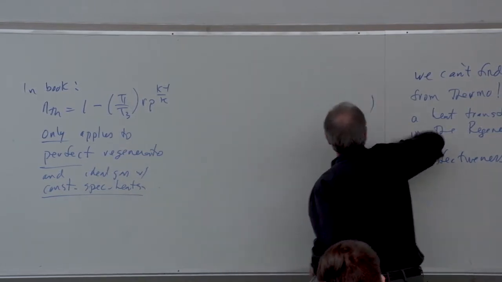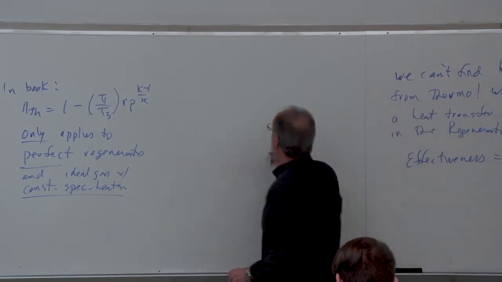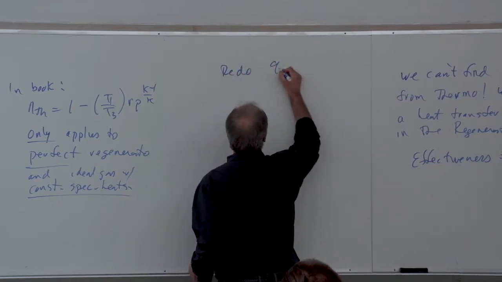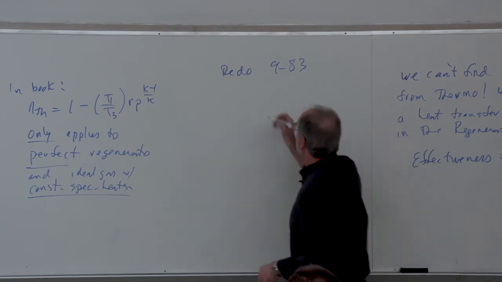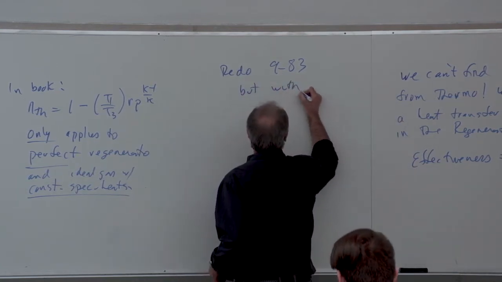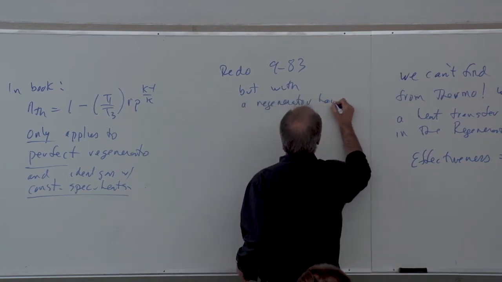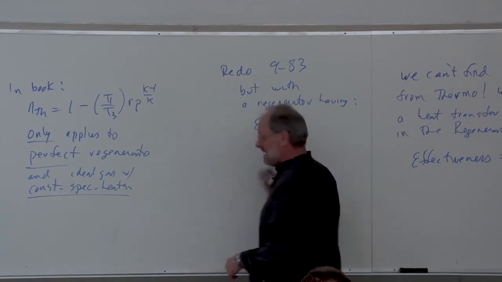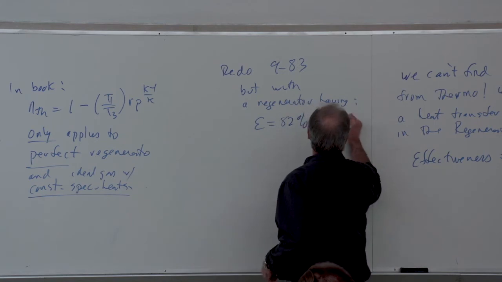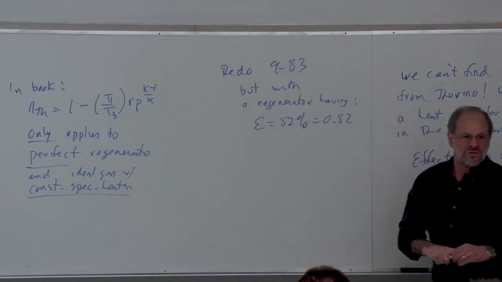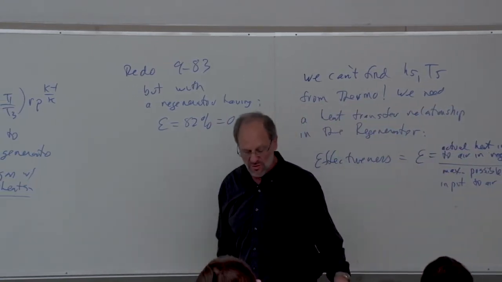So, why don't we just redo problem 983? So it's the same problem that was on the board earlier, but with a regenerator having an effectiveness of 82%. Sometimes effectiveness is also given in percentage, although you certainly have to use fractions in your analysis. So you'll see it written both ways.